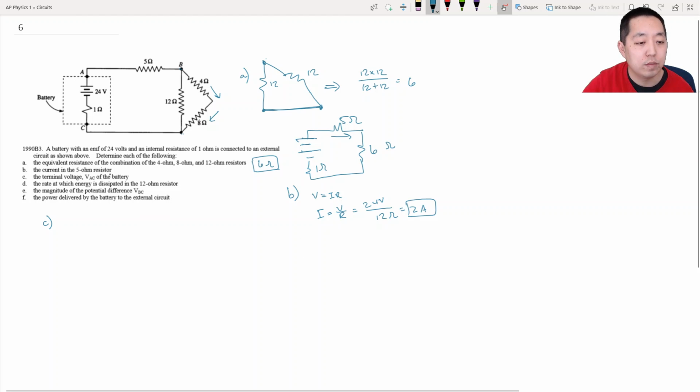C. The terminal voltage, VAC, of the battery. Okay, so they want to know the voltage here and here. So that's like the voltage drop over the 11 ohm resistor, if you look at it from this picture. Because I just want to know what the drop over that 11 ohm resistance is. So I'll do C right here. To know that drop, since I already know the current is 2 amps, I multiply by the resistance path of those two between these 2 points.